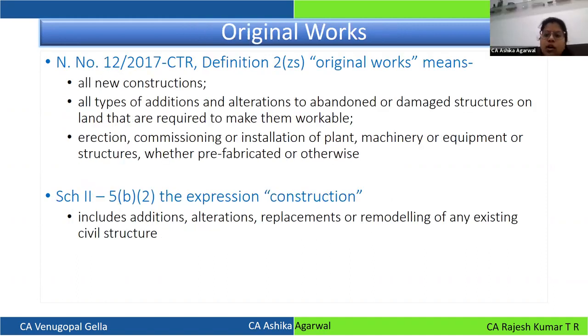Original work is specifically defined under GST. They have mentioned it should be all new construction, all types of addition or alteration to abandoned or damaged structure on land that are required to make them workable. Now, this third part is not relevant for us, because it relates to plant and machinery, not to construction of immovable property.